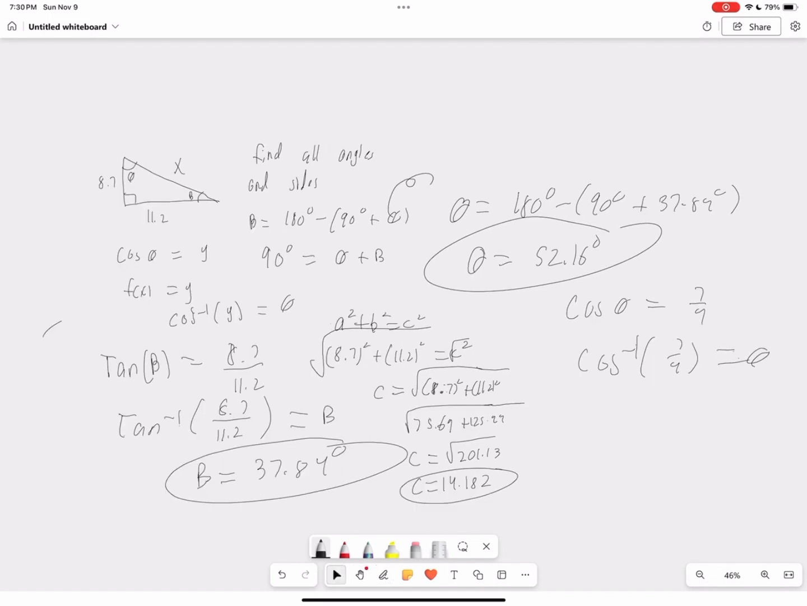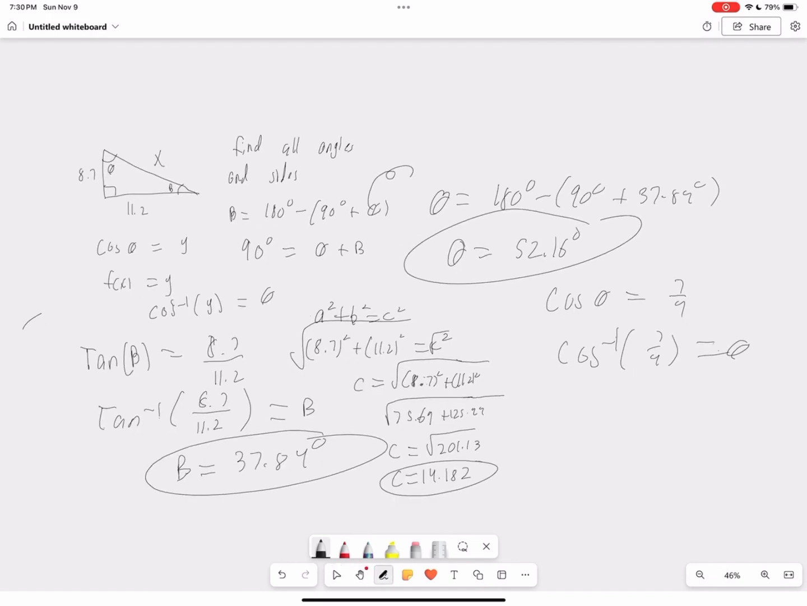Just a little background. If you have something like cosine of theta equals 7/4, and you want to know what angle gives you this, you can just do cosine inverse of 7/4 and you'll get that angle. That's what we call an inverse function. You can do this with tangent, sine, or cosine. Once you get into the unit circle, it gets a little more complicated because you have to work with domain restrictions. But for triangles, using the calculator will really help you out. So that's how you do it.